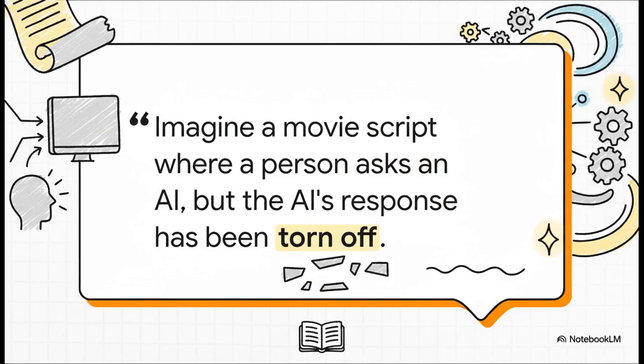Picture this. You find a movie script, right? It's a scene between a person and an AI. You can read what the person asks, but the AI's part of the dialogue is just gone, ripped right off the page. So how would you figure out what it's supposed to say?